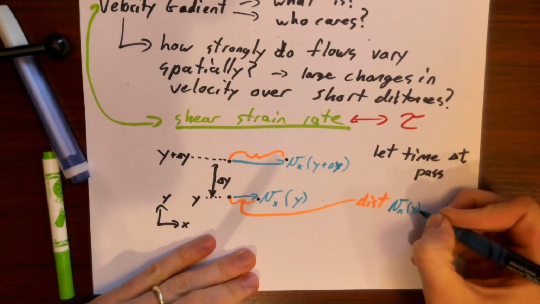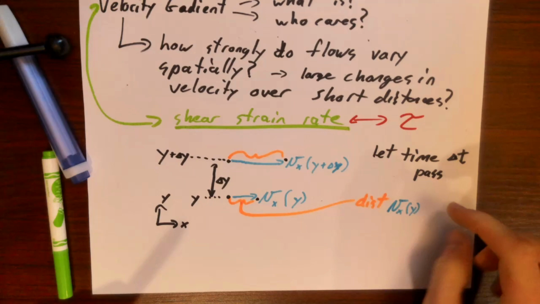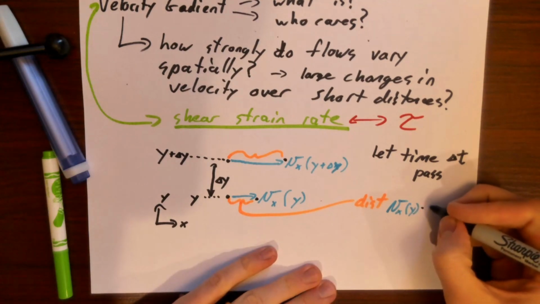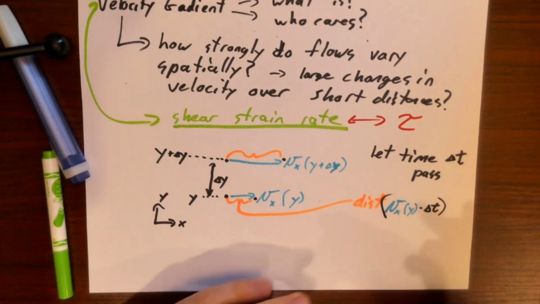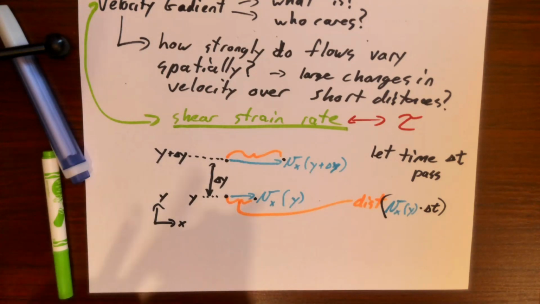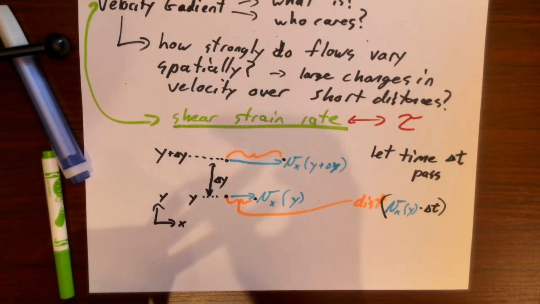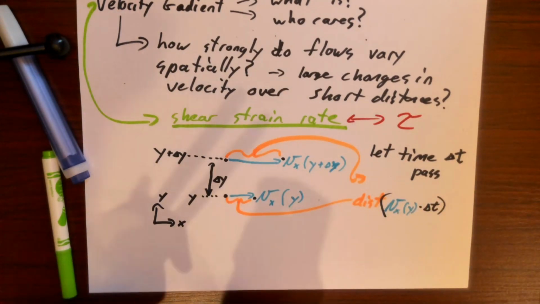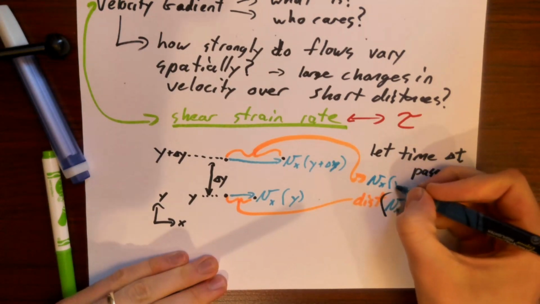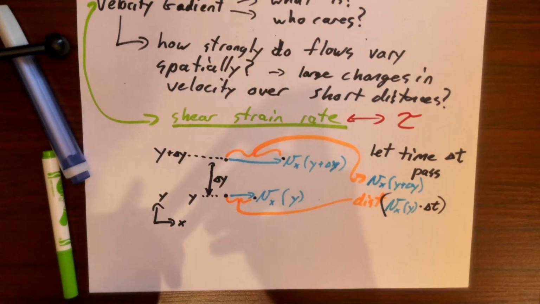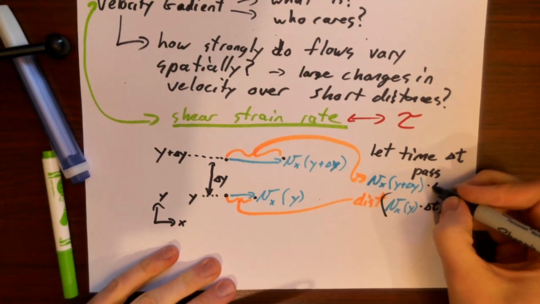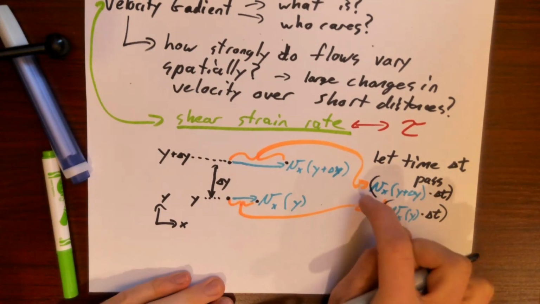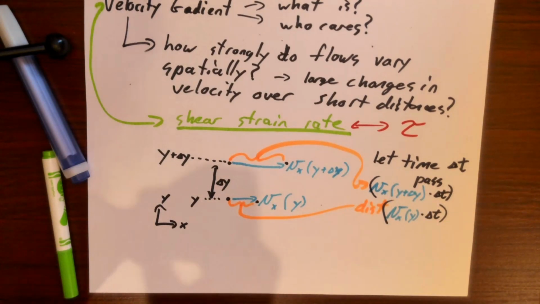Vx at position y times delta t, right? Distance is equal to velocity times time, so if it's moving at Vx over a time period delta t, that's how much distance this bottom one has covered. Similarly, this top one is going to cover a different distance, Vx at y plus delta y times delta t. So over the same period of time, they have different distances covered because of their differing velocities.